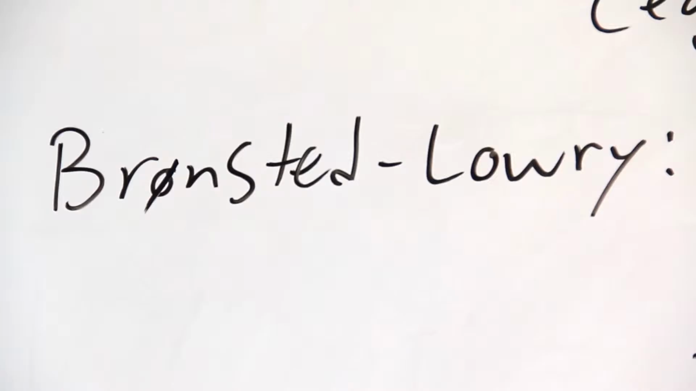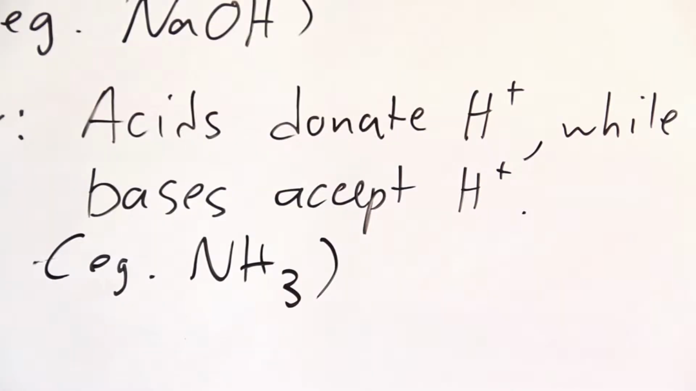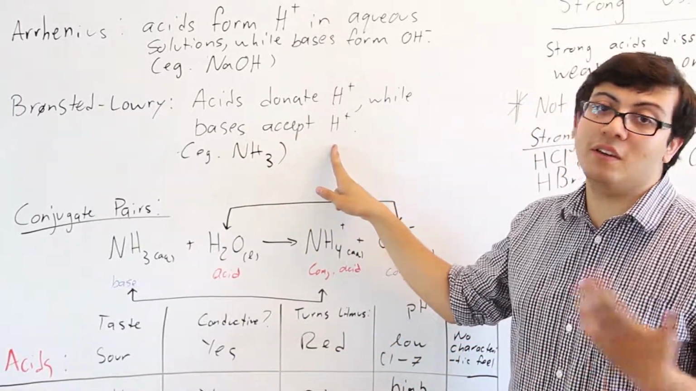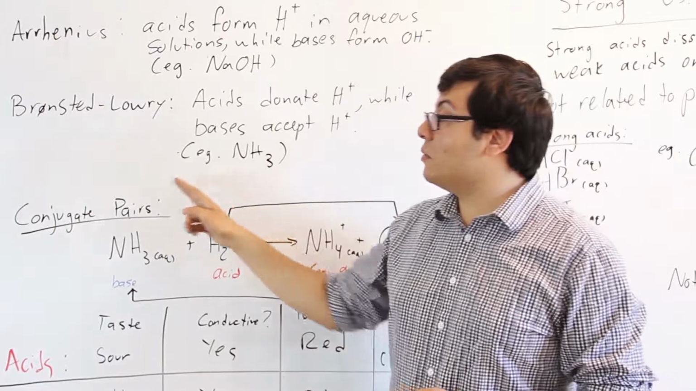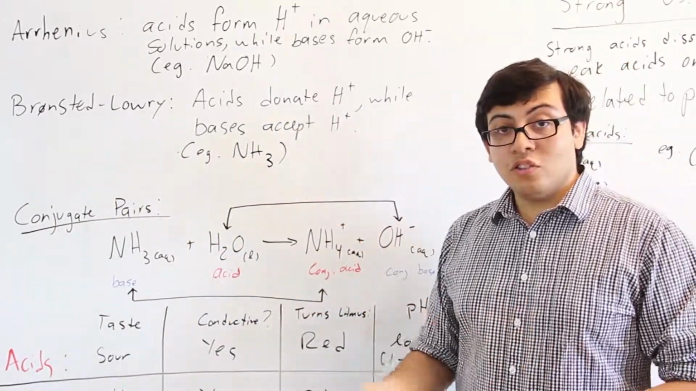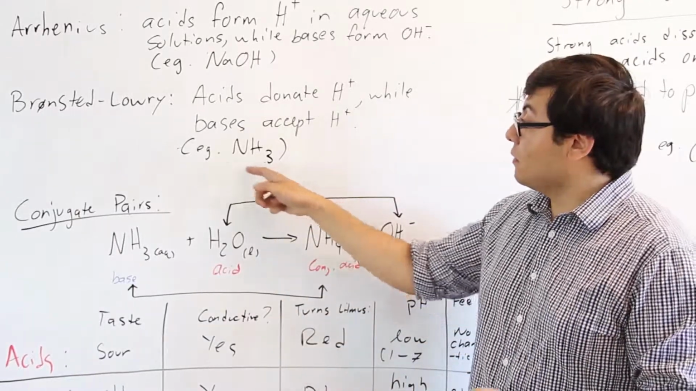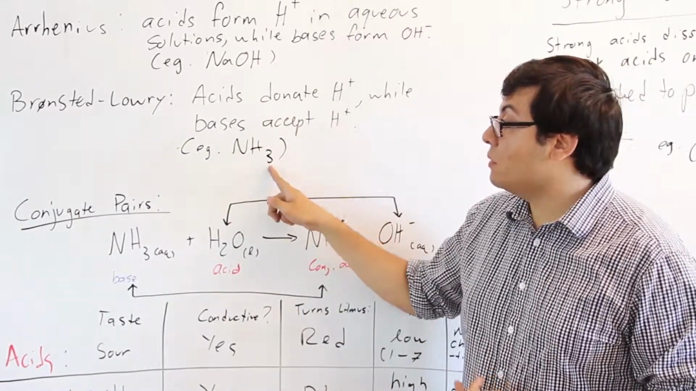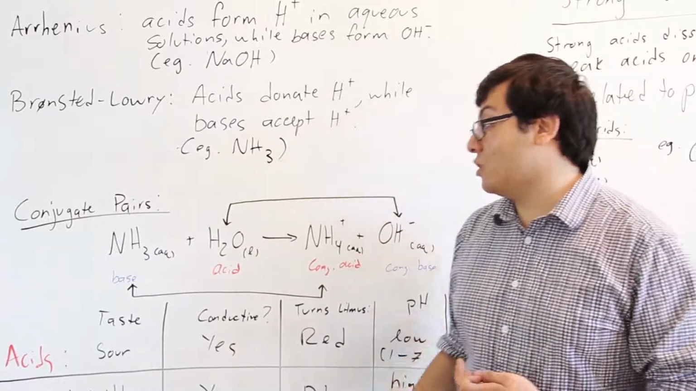The next is the Brønsted-Lowry theory. The Brønsted-Lowry definition of an acid is that acids donate protons, whereas bases accept protons. Protons, H+ and H3O+, you'll see later on, are all the same thing. So I can call this H+ or proton, it all means the same thing. An example of a Brønsted-Lowry base would be ammonia. Solutions of ammonia are basic, but as you'll see, there's no hydroxide, there's no OH to come from ammonia. So there must be some other explanation.